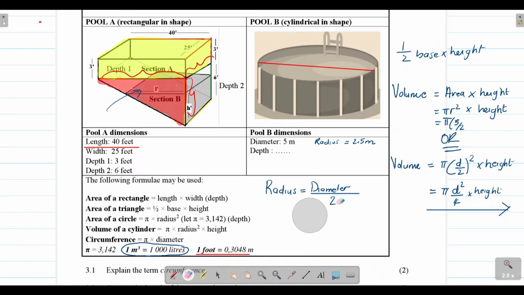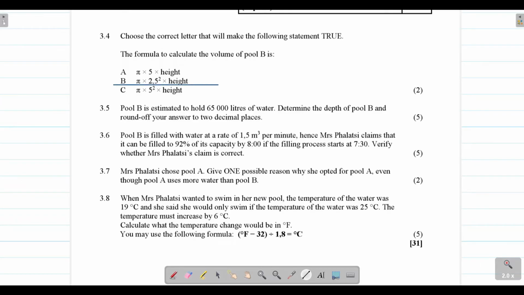Okay, so let's just write it like that then. It's going to be pi times 2.5 all squared times your height. So that is how we basically need to calculate this volume. Our answer or our statement needs to say pi times 2.5 all squared multiplied by your height. So let's have a look. We see that statement B is therefore correct because to get the volume of pool B, it's pi times 2.5 all squared times height. So B is the correct statement.